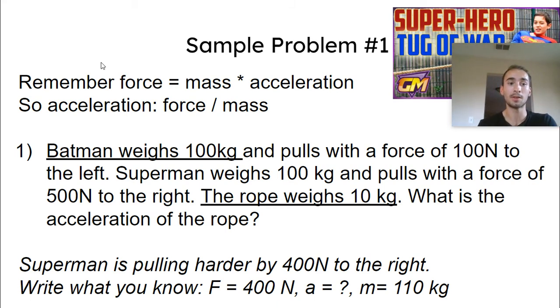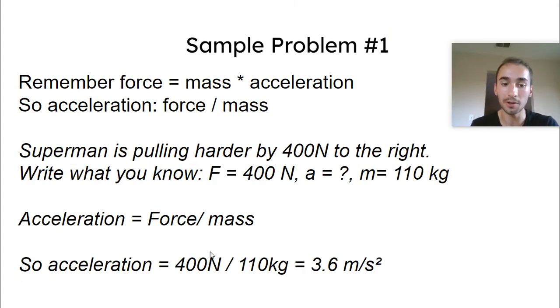If you use some algebra, you'll get acceleration is equal to force divided by mass. So you take 400 newtons divided by 110 kilograms, and you'll get 3.6 meters per second squared. And that's how you solve it. That's how much the rope is going to be moving every second that they play tug of war.